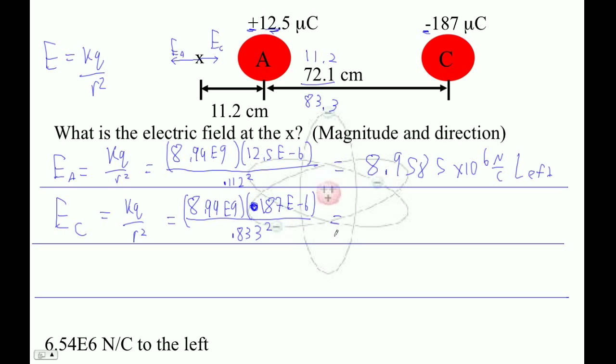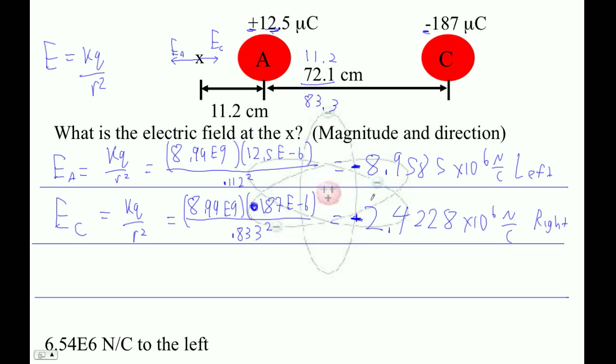Okay, so let's just go. I'm so lazy. I'm going to go second entry, second entry. Let's make this 187, and that's 0.833 squared. I think I got it right. And then we've got 2.4228 times 10 to the 6 newtons per coulomb. And this one, due to C, is going to be toward C, so it's going to be to the right. So what I do in this case, I make things that are to the left negative, things that are to the right positive, and then I just add them up.